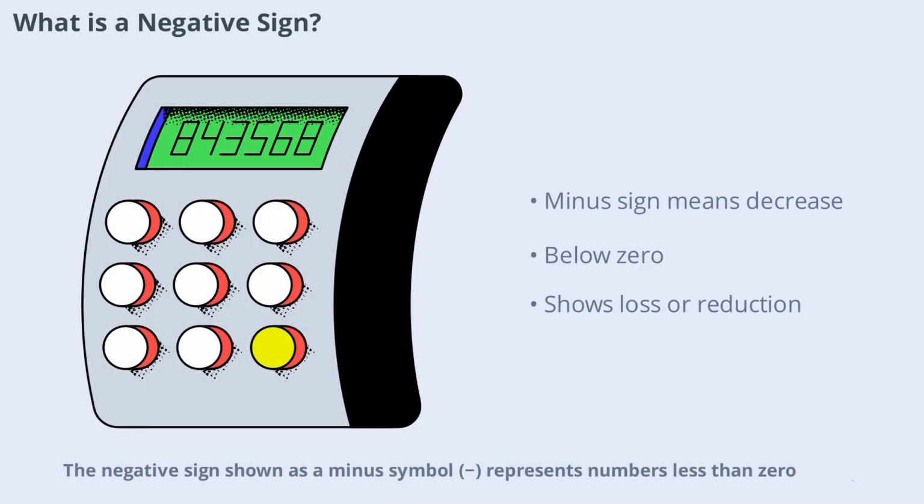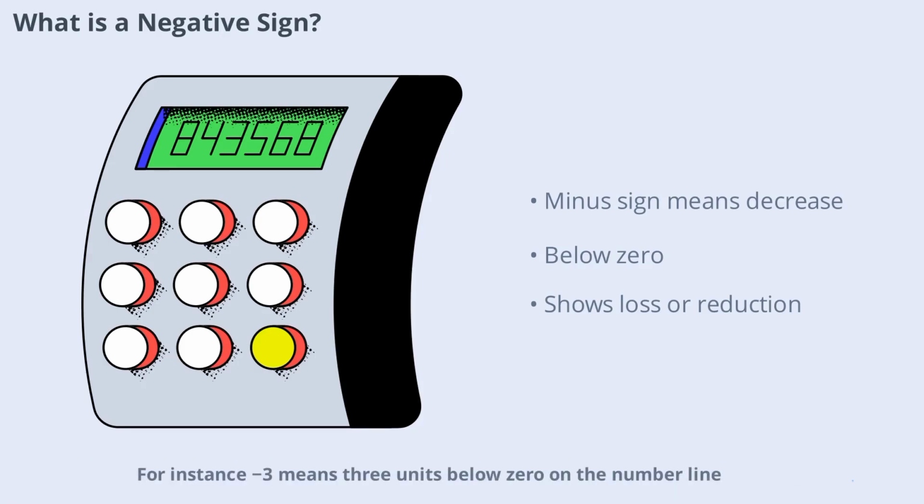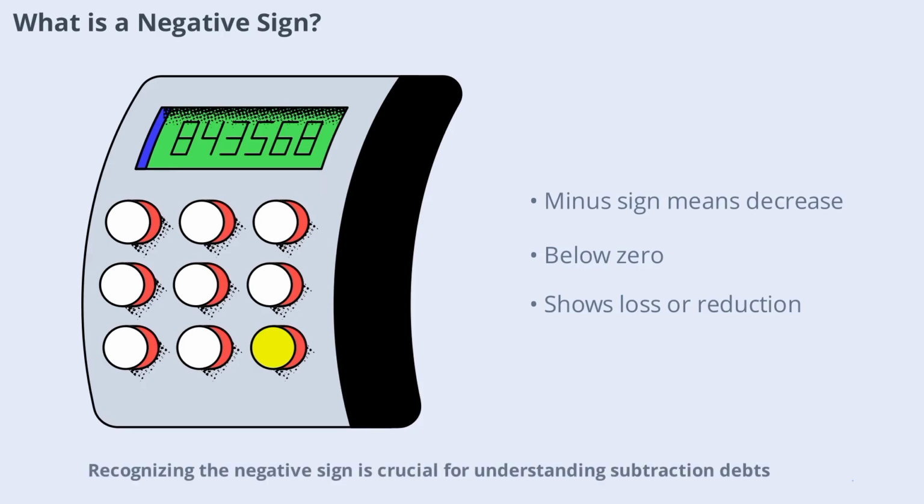Negative sign, shown as a minus symbol, represents numbers less than 0. For instance, -3 means 3 units below 0 on the number line. Negative numbers are used to show decreases, losses, or movement in the opposite direction. If you spend $5, your balance decreases by 5, which is a negative change. Recognizing the negative sign is crucial for understanding subtraction, debts, and reductions in both math problems and daily situations.